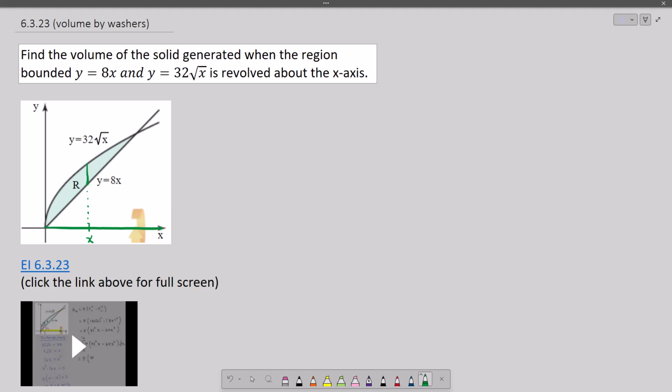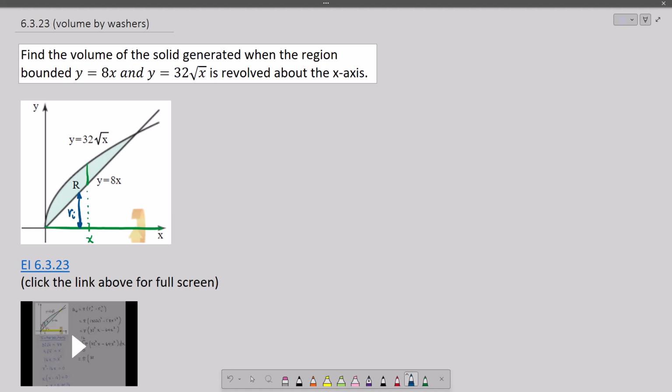All right, so there is our generic rectangle element, however you want to think of it. So then we have to identify the outer radius and the inner radius. The distance to the closer curve from the axis of rotation, that is the inner radius. The inner radius is from the axis up to the first curve.